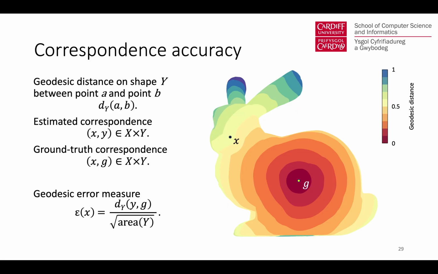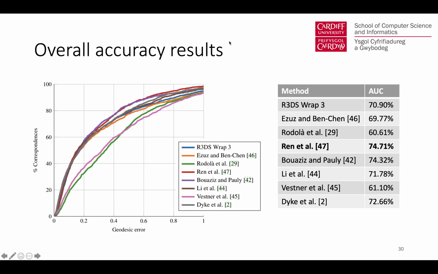In order to evaluate the quality of correspondences, we use one of the well-known methods, which basically means that for a point on the source surface X, we work out the geodesic distance between the ground truth location and the estimated correspondence from Y to G, and then this is normalized by the area of the target surface, or the square root of that. So overall, this shows the overall accuracy of the results.